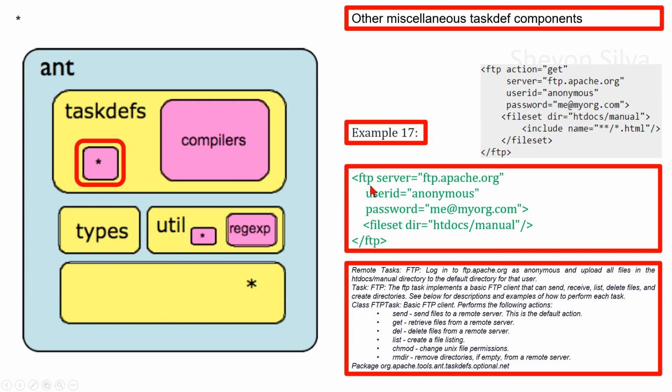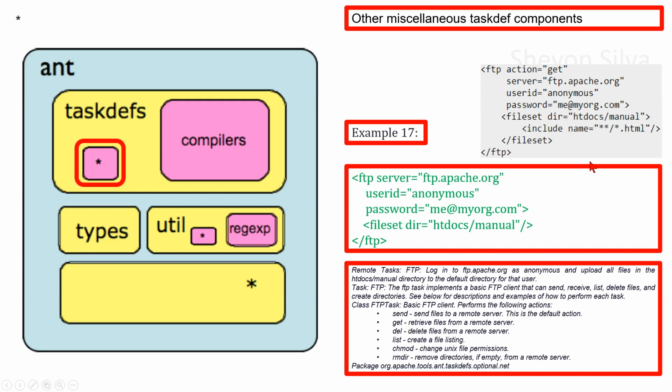With regard to API, class FTP, a basic FTP client, performs the following actions: send, send files to a remote server, which is the default action. Get, retrieve files from a remote server. Delete files from a remote server. List, create a file listing. chmod, change Unix file permissions. rmdir, remove directories if empty from a remote server. This is in the package org.apache.tools.ant.taskdefs.optional.net.